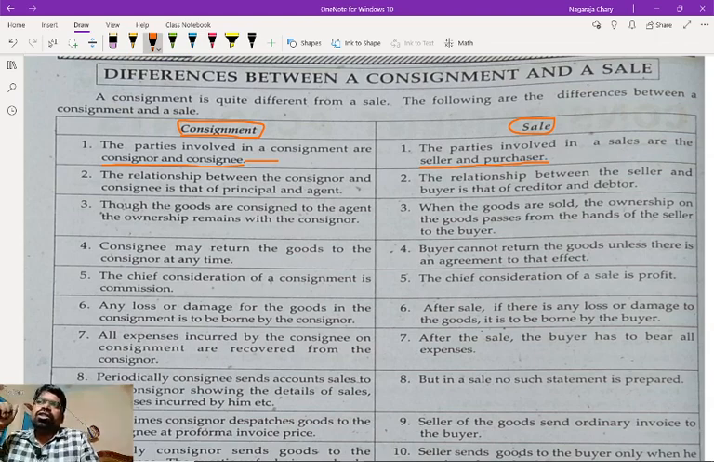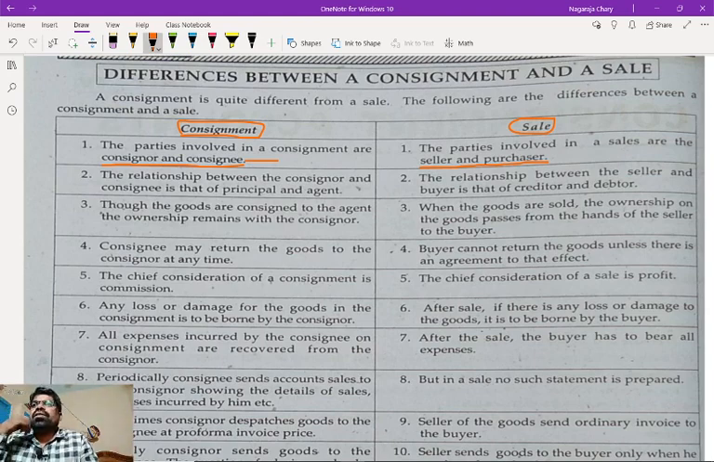Next we will see the relationship between the consignor and consignee, which is that of principal and agent. Under the consignment process, principal and agent relationship is there. Under sale, the relationship between seller and purchaser is creditor and debtor. These are the relationships between the two parties: under consignment it is principal and agent, under sales, creditor and debtor.